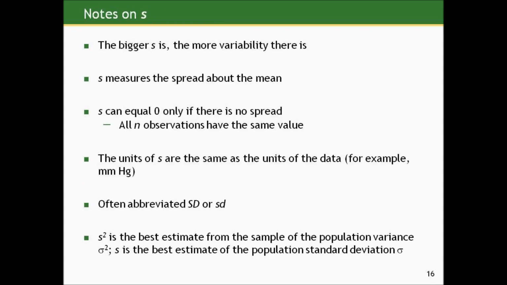This is nothing more than a measure of distance in the units of the original data. So the bigger the sample standard deviation is, the more variability in our values there is. This thing again measures the spread of observations about the mean. It can only be 0 if there's no spread, i.e. all our observations have the same value.